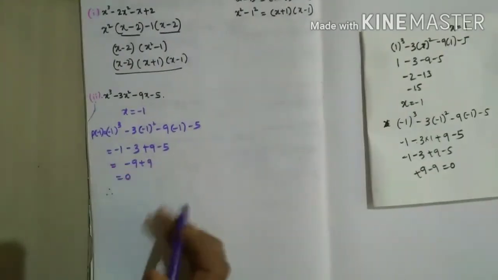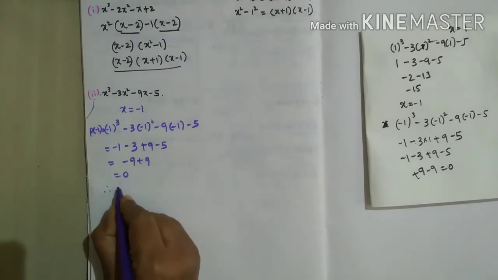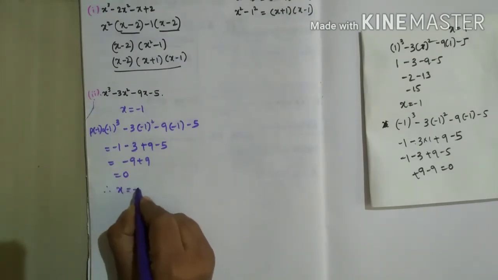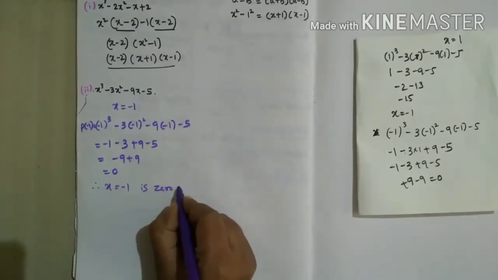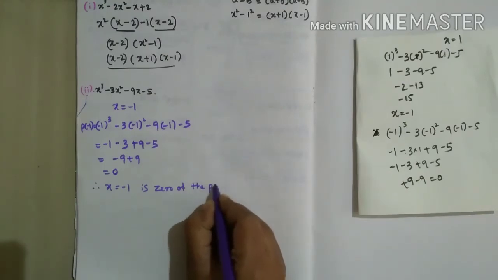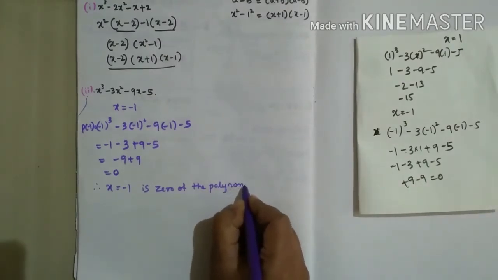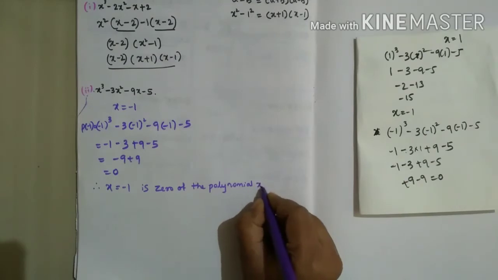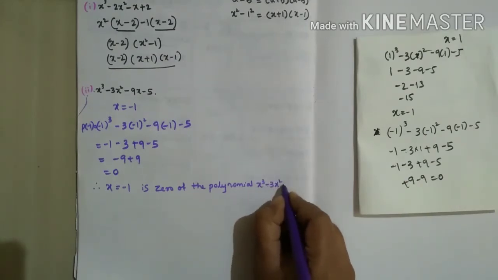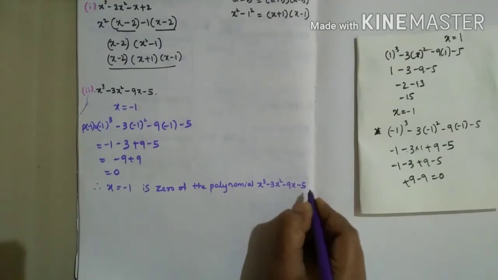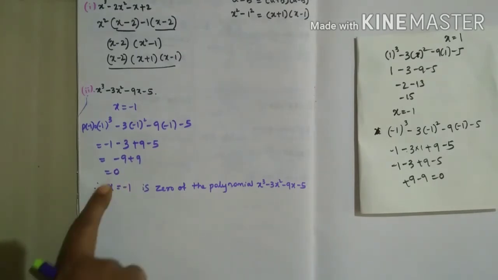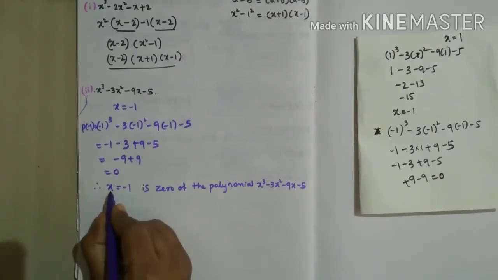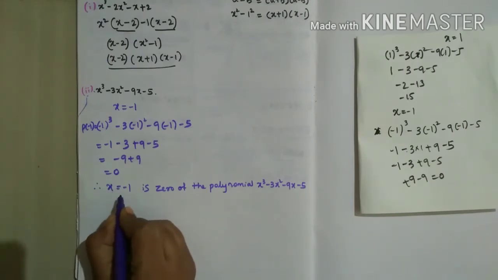Therefore I will write that sentence: x is equal to minus 1 is a 0 of the polynomial x cube minus 3x square minus 9x minus 5. See, if it is a 0 of the polynomial, then you have to write the factor for this. If you transfer this side, this will become plus 1. Always you have to equate the factor to 0, and then you will get the 0 of the polynomial.